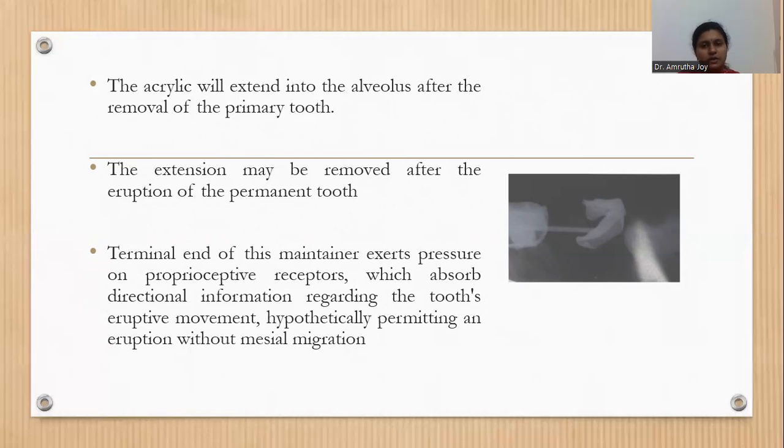Usually, the eruption of the permanent first molar is guided by the distal surface of the second deciduous molar. If it is lost prior to the eruption, there is increased chance of mesial drifting. To prevent this, we are giving an acrylic surface to guide the erupting permanent first molar. The terminal end of the space maintainer exerts some pressure that acts on proprioceptive receptors. Then it will permit an eruption without mesial migration.